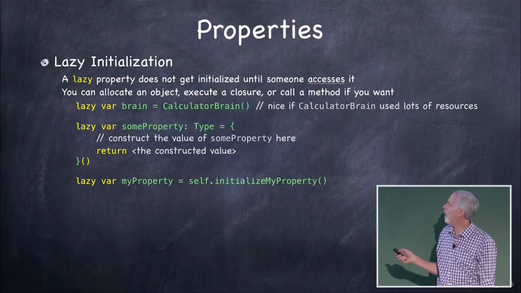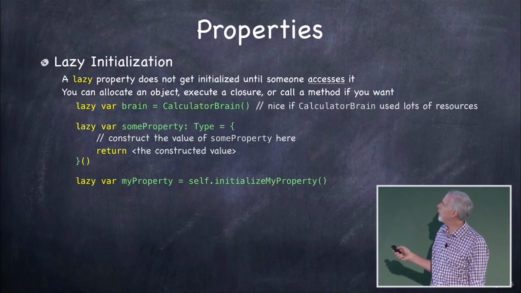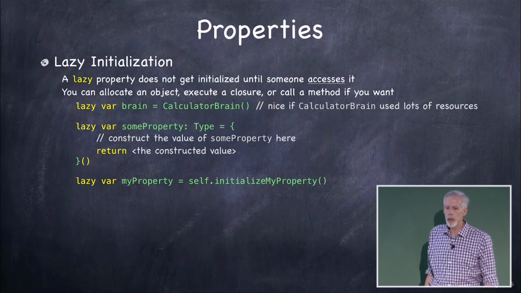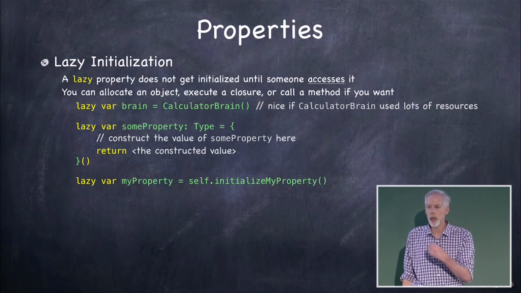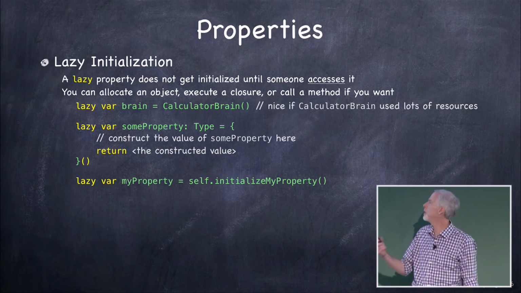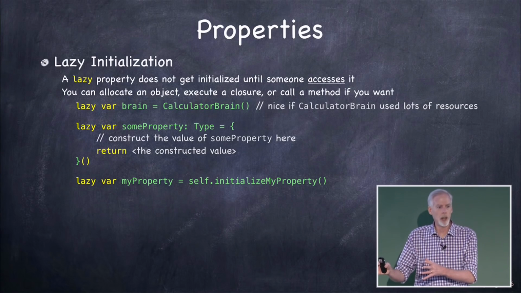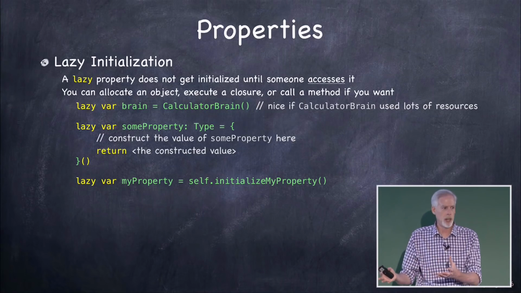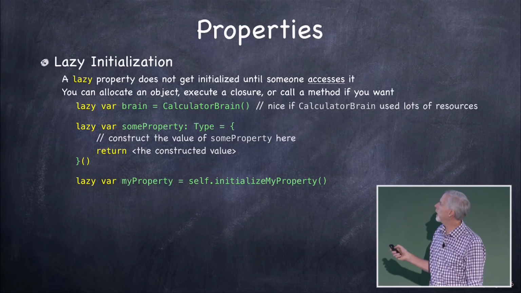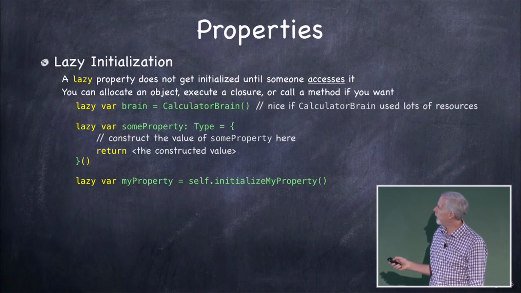You can declare vars to be lazily instantiated, which means that their value, this equals calculator brain, will not actually happen. That assignment will not happen until someone asks for the brain. If someone tries to send a message to this brain or get a property of this brain, then it's going to get initialized. So in other words, it's lazily instantiated, okay? And you can do it like that: just lazy var brain, calculator brain. You can do it down here, okay?